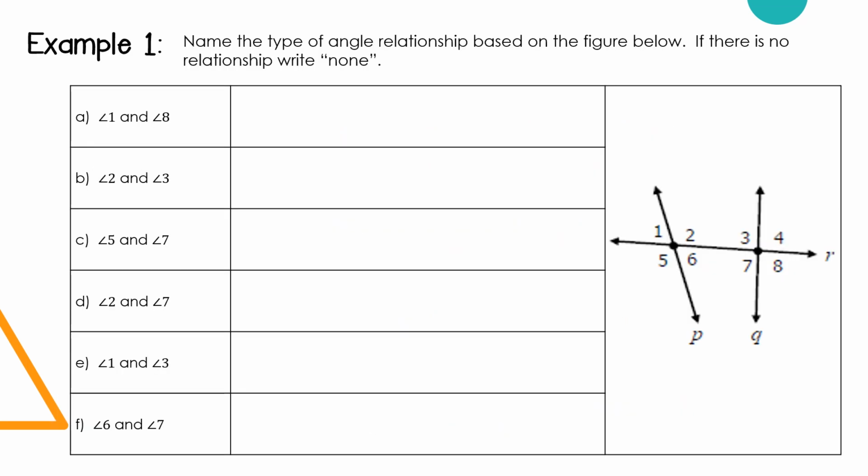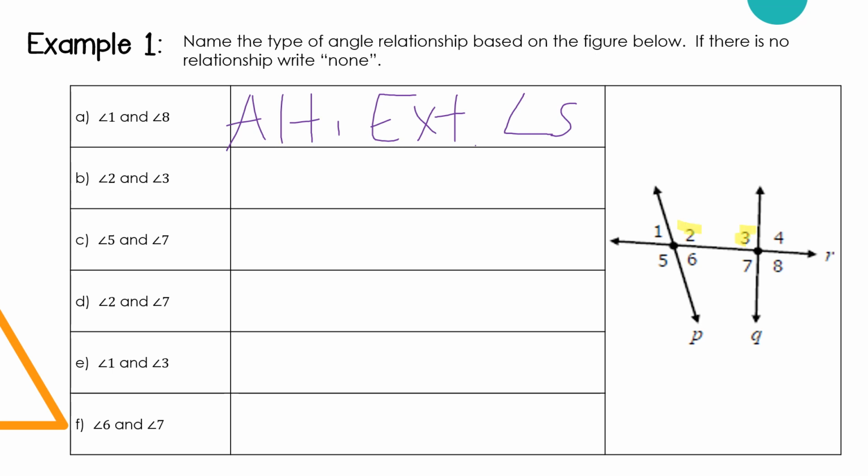So for this example, all I want you guys to do is to be able to identify the angle relationship. And if it's none of the ones discussed, you can write none. So angle 1 and angle 8. Those angles fall outside of the lines, so they're exterior, and they are on opposite sides of transversal R. So those are alternate exterior angles, and I'm just going to abbreviate here for sake of space. And I'm going to do the angle symbol with an S. That means angles.